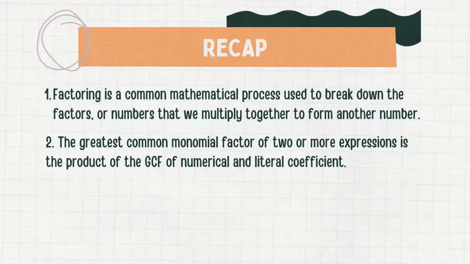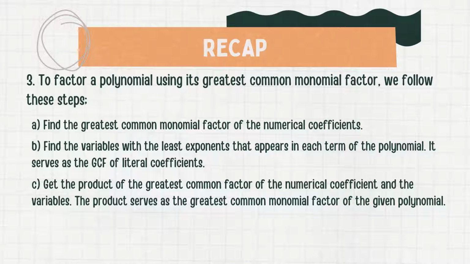Factoring is a common mathematical process used to break down the factors or numbers that we multiply together to form another number. The greatest common monomial factor of two or more expressions is the product of the greatest common factor of numerical and literal coefficients. To factor a polynomial using its greatest common monomial factor, we follow these steps. First, find the greatest common factor of the numerical coefficients. Second, find the variables with the least exponents that appear in each term of the polynomial. It serves as the GCF of literal coefficients.